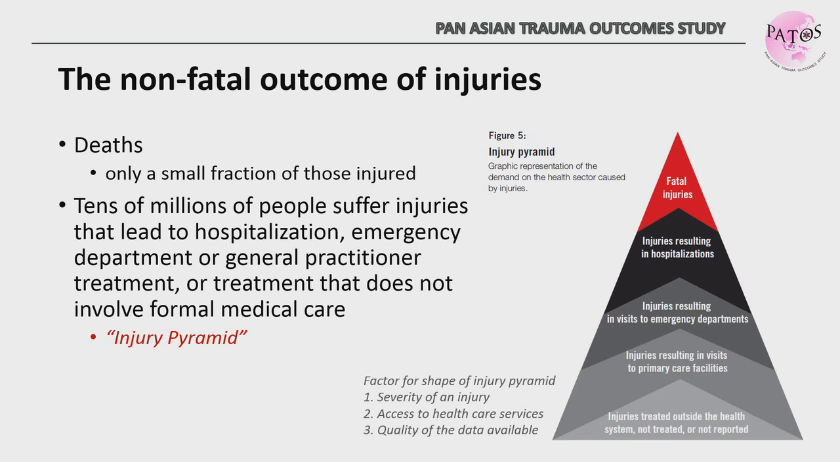When we want to estimate the burden of injuries in a country, we want to know about injury severity, accessibility to the healthcare system, and quality of data available in the country. Such factors make up different shapes of injury pyramids. It may have a sharp top or have a large base at the bottom.